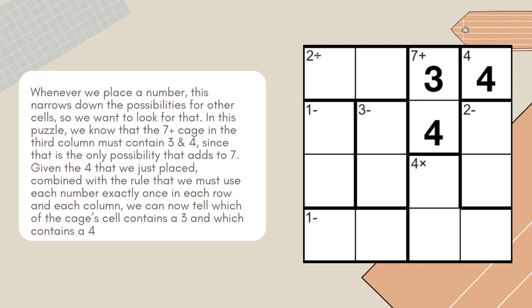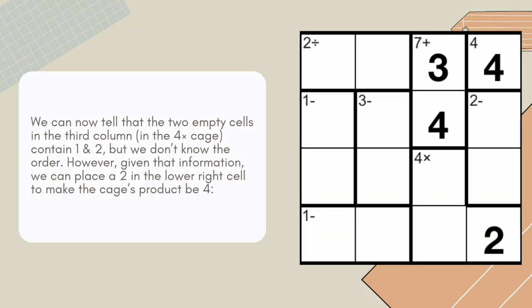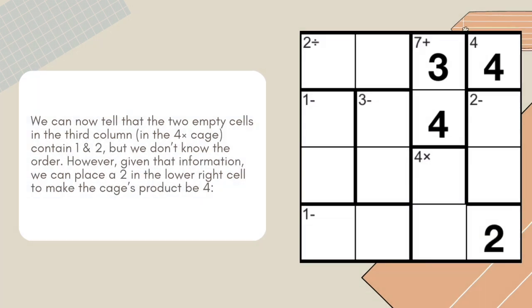Given the 4 that we just placed, combined with the rule that we must use each number exactly once in each row and each column, we can now tell which of the cage's cells contains a 3 and which contains a 4. We can now tell that the two empty cells in the third column in the 4 times cage contain 1 and 2, but we don't know the order. However, given the information we can place a 2 in the lower right cell to make the cage's product be 4.